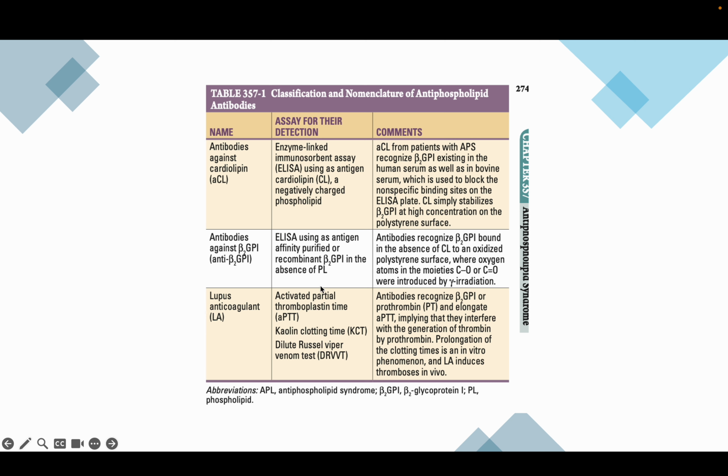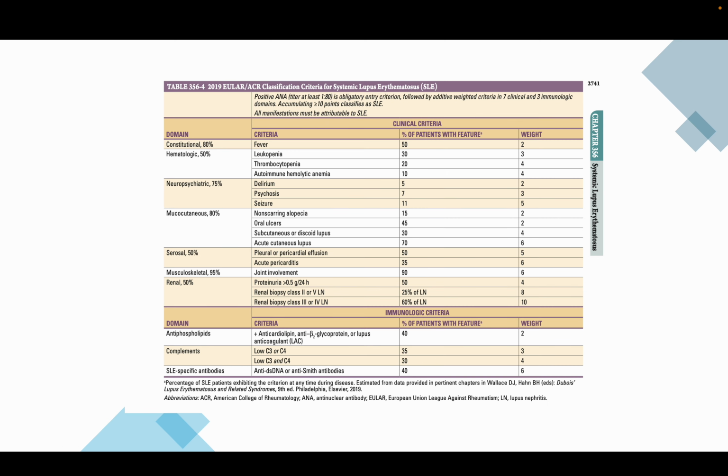How do you classify? I'll discuss everything separately. I'm not going to say what criteria are present in them. You'll always read about it. But I want you to understand this here also. A positive ANA titer of at least 1:80 is the obligatory criterion. I mentioned the titer; its significance is also important. So this is how you classify SLE.